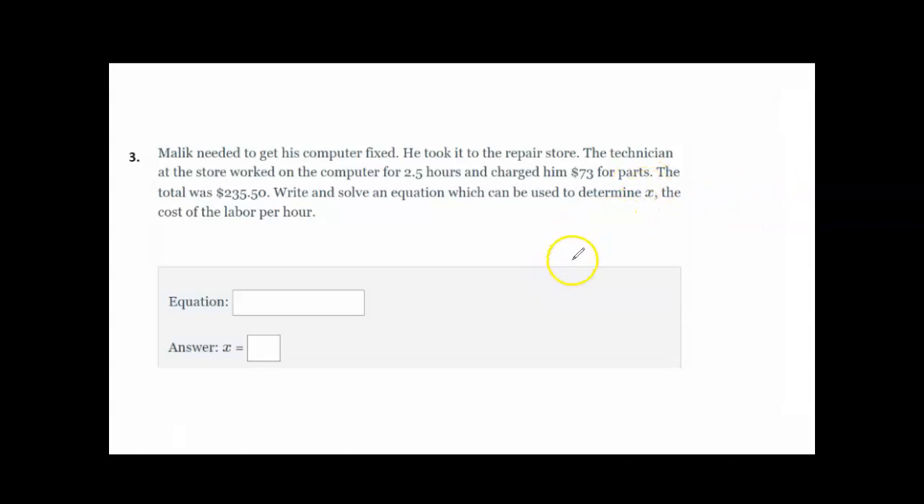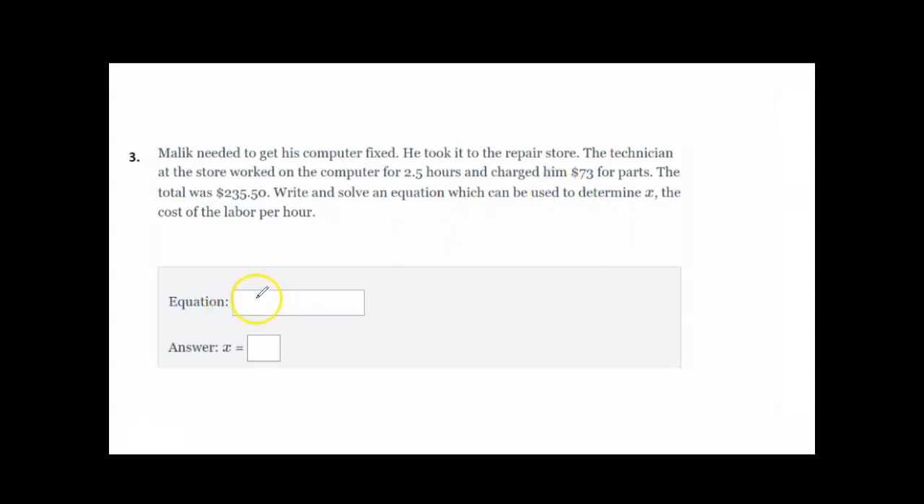Malik needs to get his computer fixed. He took it to the repair store. The technician at the store worked on the computer for 2.5 hours and charged him $73 for parts. The total was $233.50. Write and solve an equation which can be used to determine X, the cost of the labor per hour.